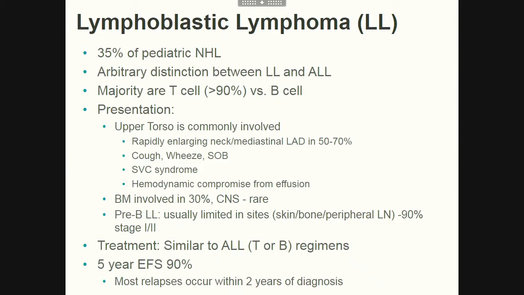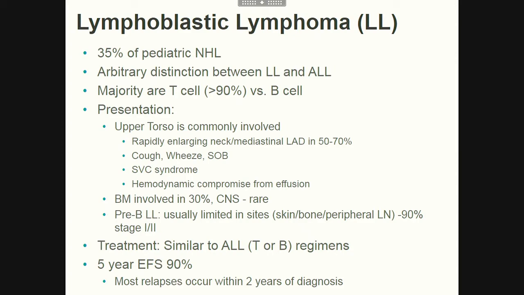And then I've talked about lymphoblastic lymphoma. This is probably what you guys are most familiar with because it's very much like ALL therapy. These are more often T cell than B cell, and the T cells often present in the more advanced stage 3 or stage 4. I talked about this arbitrary distinction between lymphoblastic lymphoma and ALL, and if there's any doubt, we'll often just default to the ALL therapy because it's a little bit more intensive and it's longer.